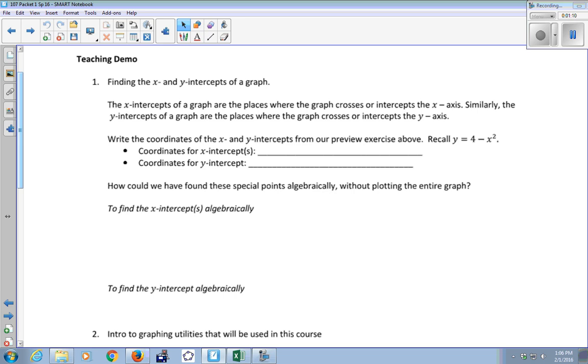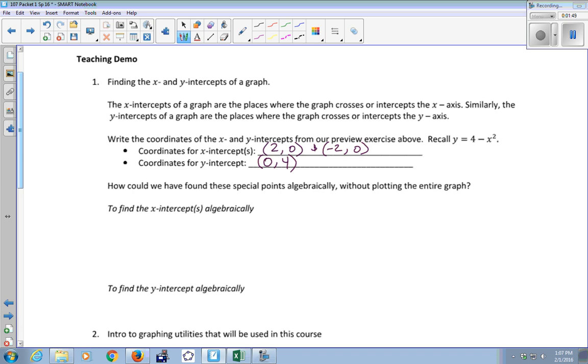Okay. So to write the coordinates of the x and y-intercepts from our preview exercise, y equals 4 minus x squared, where did that graph cross the x-axis? 2 and -2. And those are x coordinates, right? What are the y coordinates of those points where it crosses the x-axis? 0, yeah. So (2, 0) and (-2, 0). And then what about the y-intercept? Where does that graph cross the y-axis? 4 is the y coordinate, yep, and the x coordinate is 0, so (0, 4). Good.